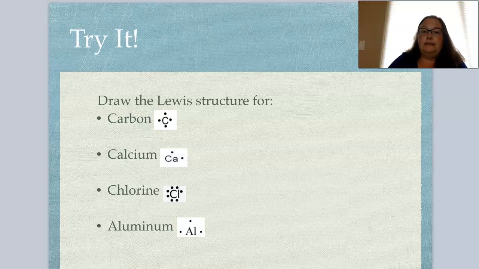Hopefully you've come up with this. Carbon has 4, so 1 on each side. Calcium has 2, so we're just going to show 2, not together, 1 on each side before we double up.